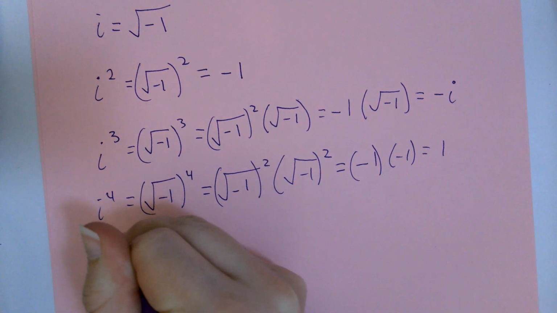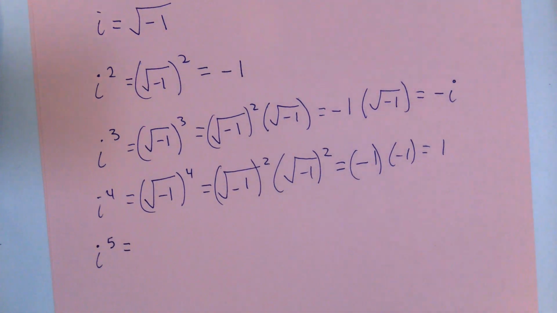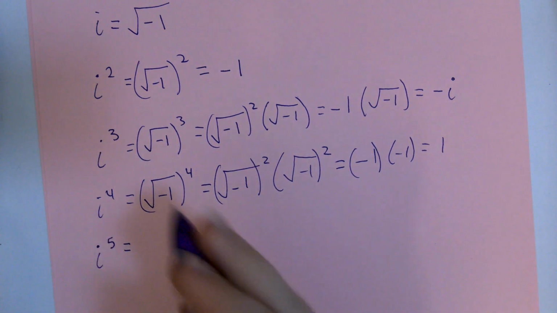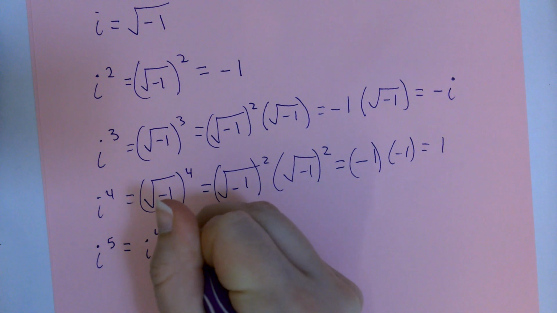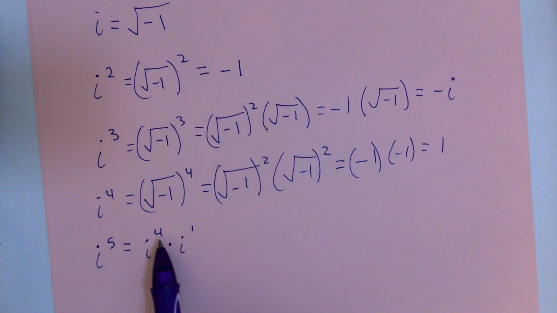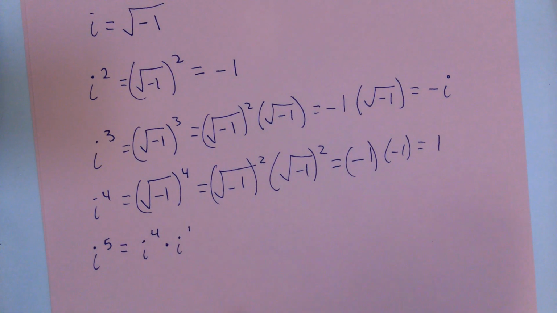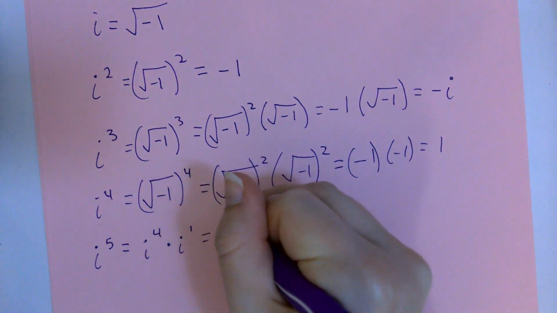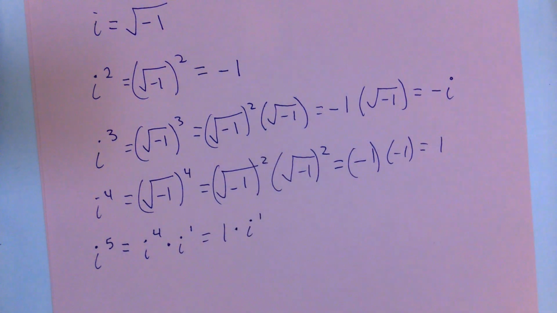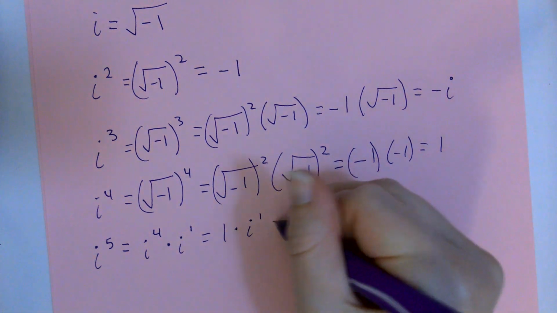Now let's try i to the fifth power. Well, this is the same as i to the fourth times i to the first. Because if we just add the exponents, 4 plus 1 is 5. So these mean the same thing. We know i to the fourth is 1, so this is the same as 1 times i to the first, which is just i.